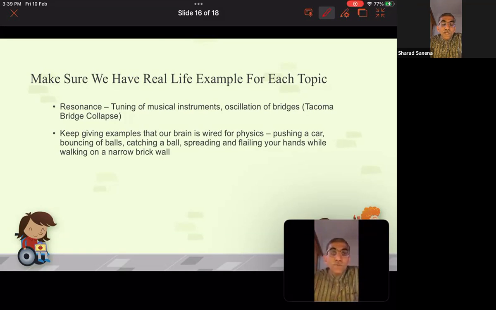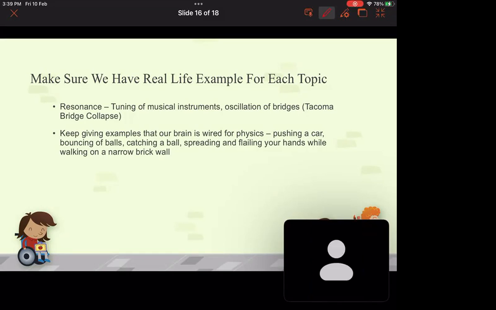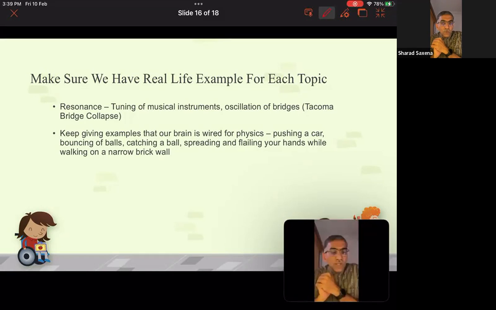Brain is wired for physics. Why do I say that? We are pushing a car. All of us would have pushed a car or a school bus or something in our lives, right? We try pushing. The car doesn't move ahead. What do we do? We take 2 steps back and then push it again. We incline ourselves further. Isn't it? Right. Nobody told us to do that.